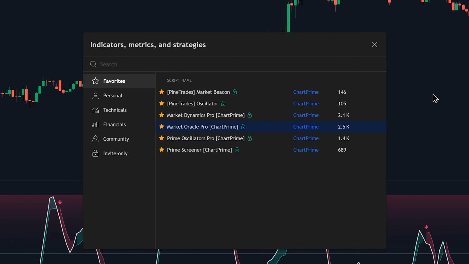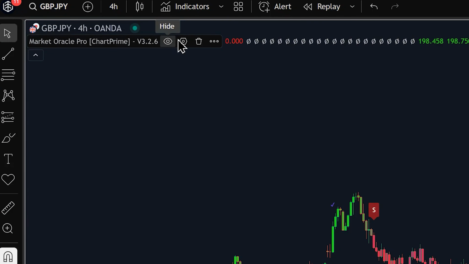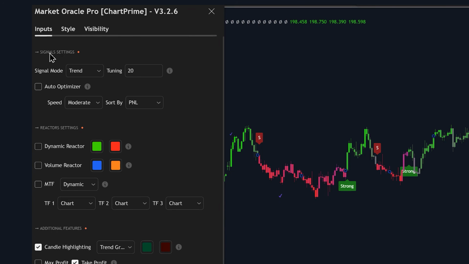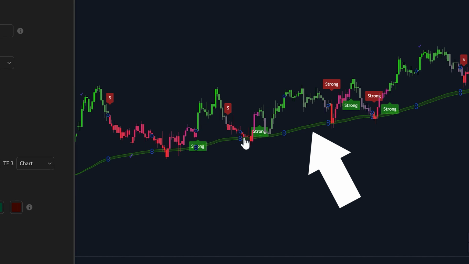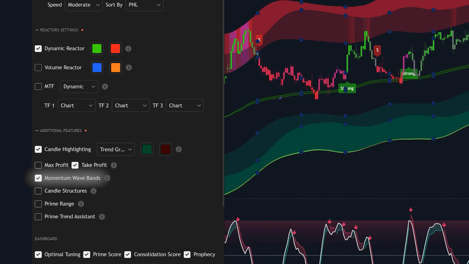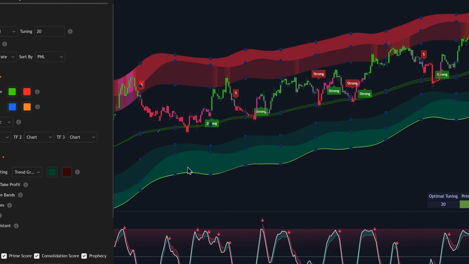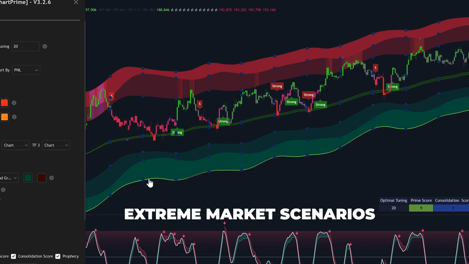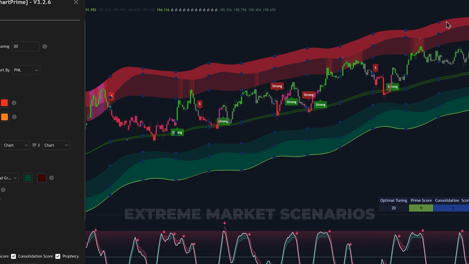Once you have this indicator added, we need to adjust its settings. There are a few things we're going to activate. First is the Dynamic Reactor. You want to enable that, and it's basically going to draw this trend ribbon on your chart to tell you when the market is in a bullish or a bearish trend. The other thing we're going to activate is the Momentum Wave Bands. That is going to show these wave bands that will act as a tool for us to identify extreme market scenarios within trends that we can use as initiation points for taking positions.